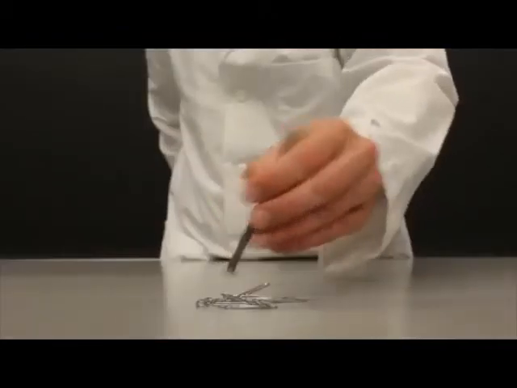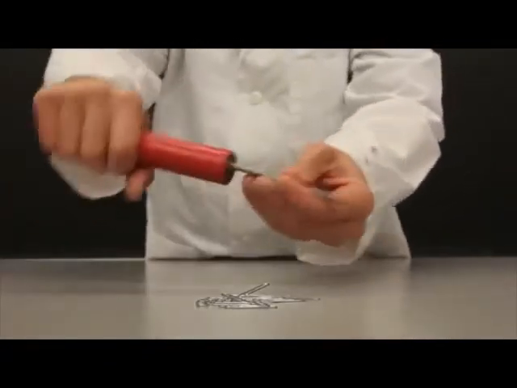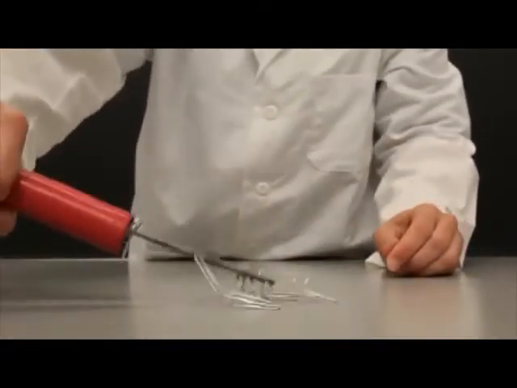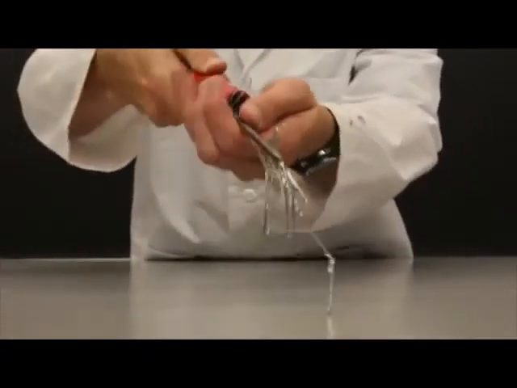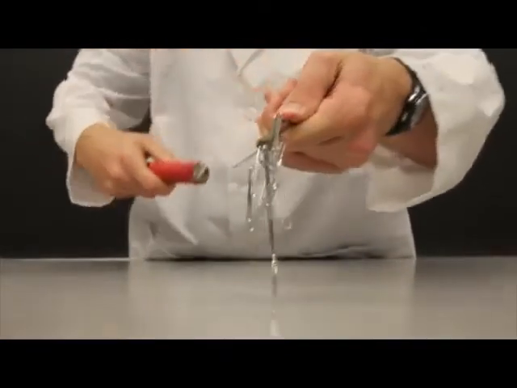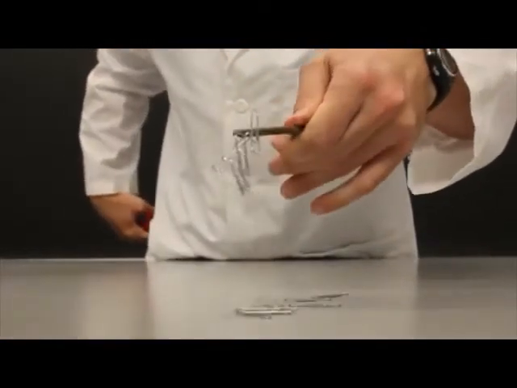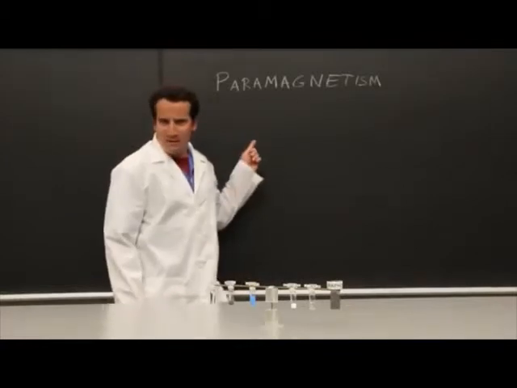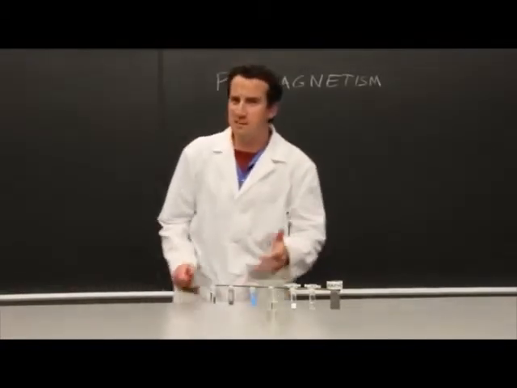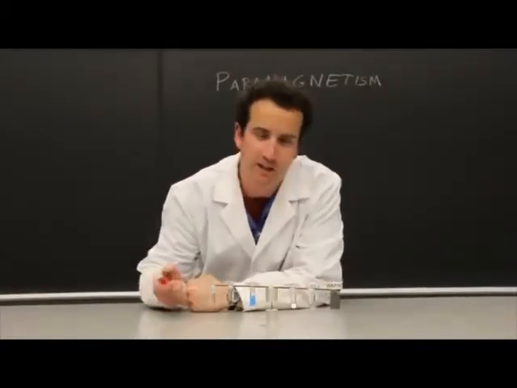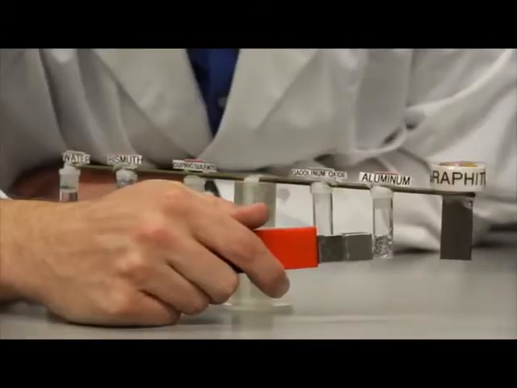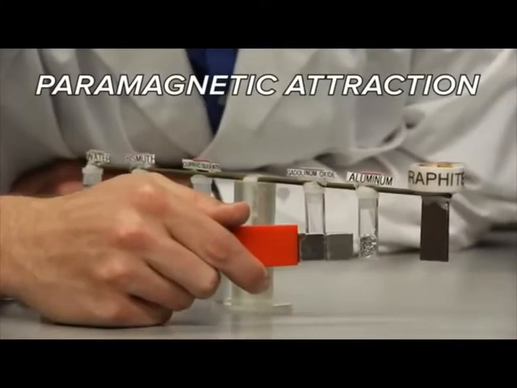Ferro means iron. An unmagnetized piece of iron, or nickel, or cobalt becomes a magnet in the presence of a magnetic field. The effect is strong and lasts even after the magnet is removed. Paramagnetism is a similar effect, except that it's much weaker and temporary. Aluminum is a good example of a paramagnet.